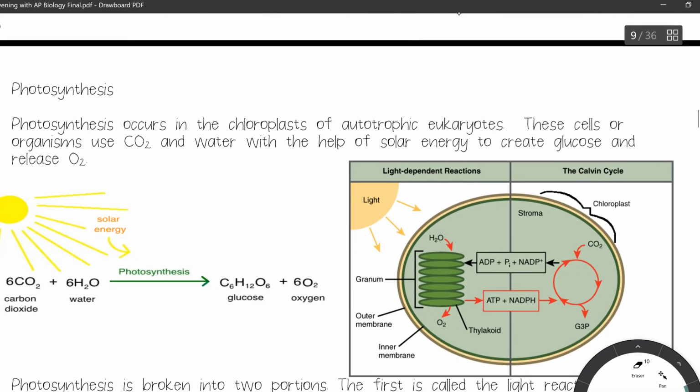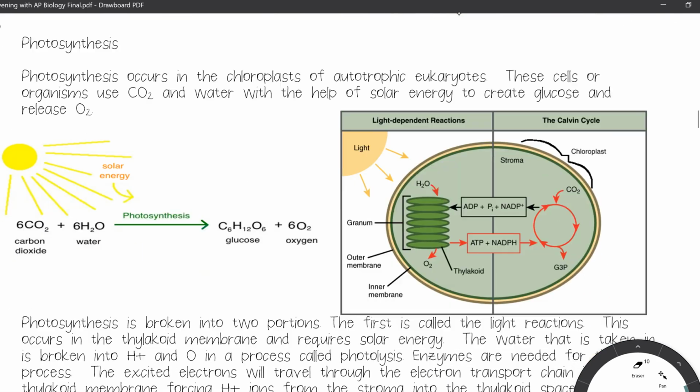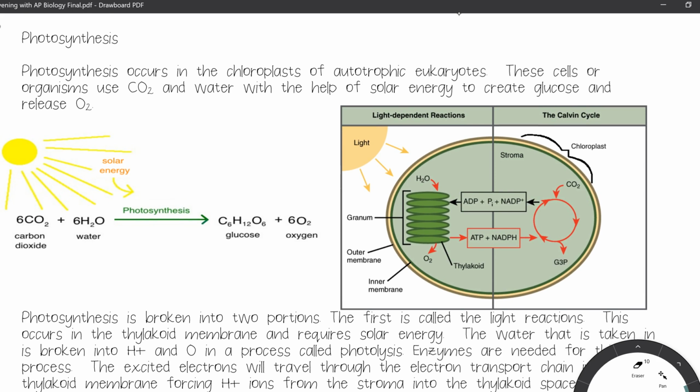Now, what about photosynthesis? Photosynthesis is occurring only in plants. They're going to be called autotrophic eukaryotes. What that means is they do have membrane-bound organelles, and these membrane-bound organelles are called chloroplasts. And what they're going to use is CO2 that's in the atmosphere, water that they have to get from the ground and pull up through their roots, with the help of solar energy. It's going to create glucose and oxygen.